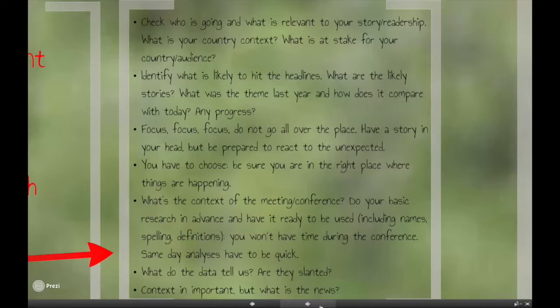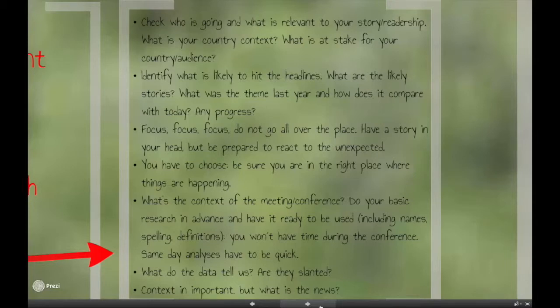Also, again, in this case, it's very important to have the context of the meeting or conference in advance. Do your basic research at home before traveling, and have it ready, handy to be used, including names, spelling, definitions, acronyms, etc. So you don't waste any time looking for that information during the conference, especially if you are about to produce a same-day analysis. It has to be quick.